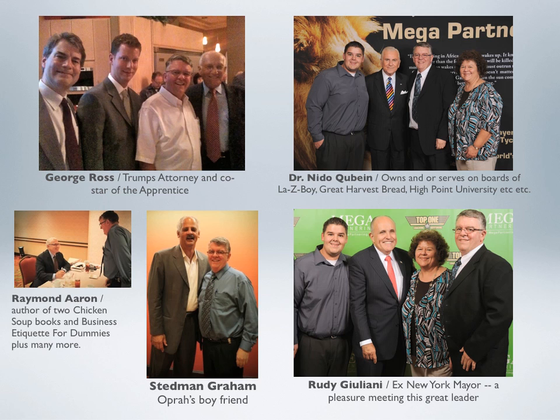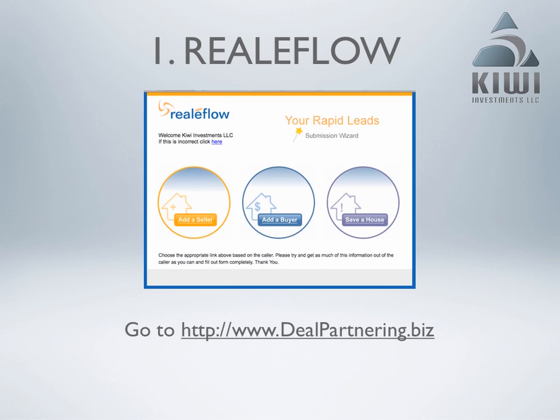And we've got Raymond Aaron there on the left at the bottom, who's an author of 2 Chicken Soup books and writing a book right now for dummies. Stedman Graham there in the middle at the bottom, Oprah's boyfriend. And by the way, I'm not that short. He's a very tall man. Actually, we met him twice in 2 different locations last year, and it was a pleasure meeting a lovely man. On the right is Rudy Giuliani. Of course, you know him. He's New York's mayor or ex-mayor, and he spoke, and it was wonderful listening to him as well.